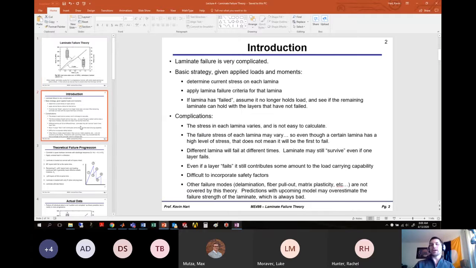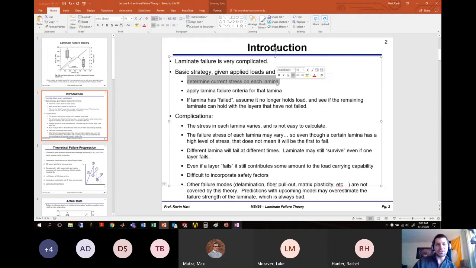All right, one more voiceover and then I'll go to the white pad. Like I said, laminate failure theory, holy cry, complicated. The basic strategy that we're going to employ in this class is given some loads and moments on the structure. All right, so we apply some longitudinal loads, transverse loads. We apply some bending moments or torques to this lamina. What we're going to do is determine the stress on each lamina that results from those given applied loads and moments. All right, so we know that we can develop an expression for the strains and the curvatures, and then relate those strains and curvatures to stresses in the individual layers. All right, so we're going to talk about how to do that.